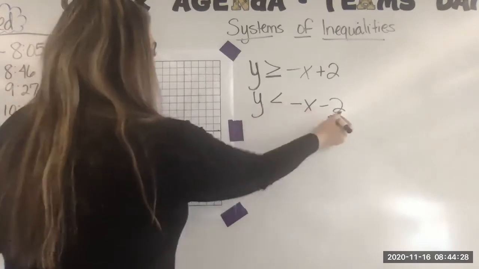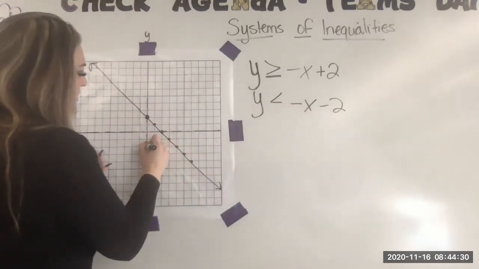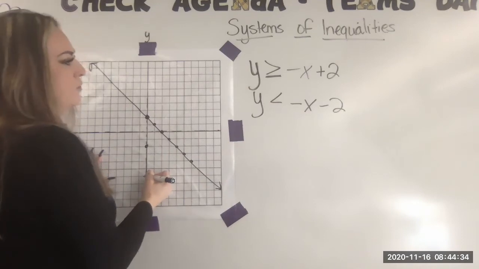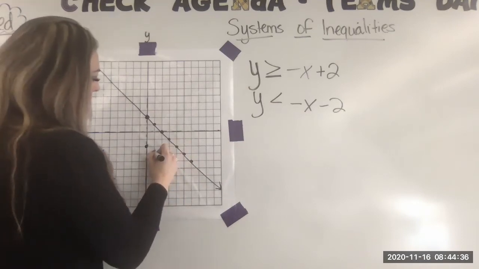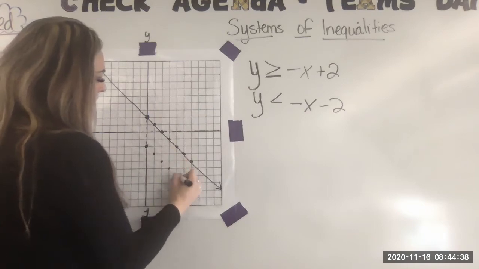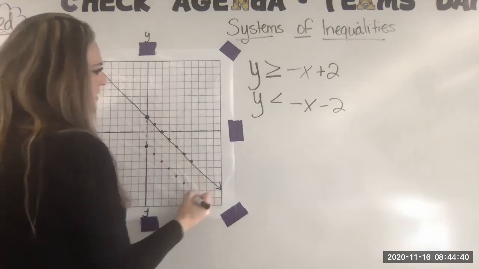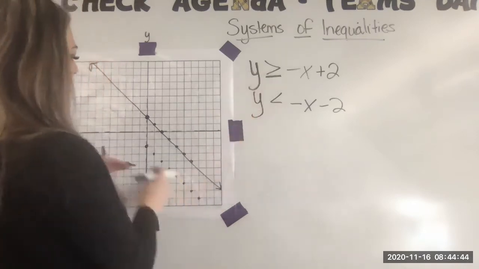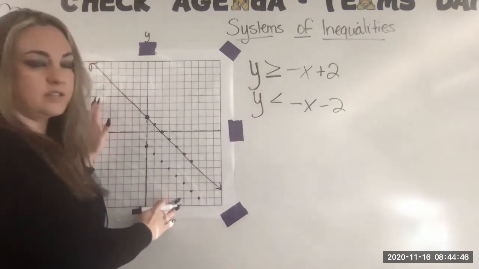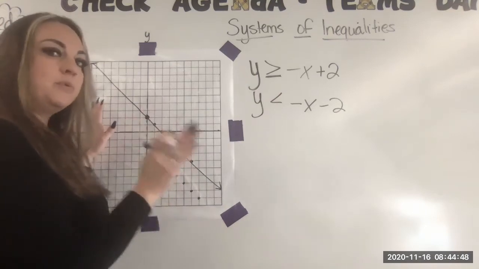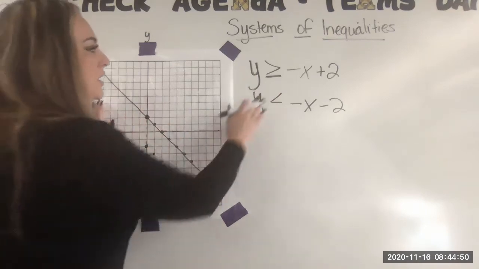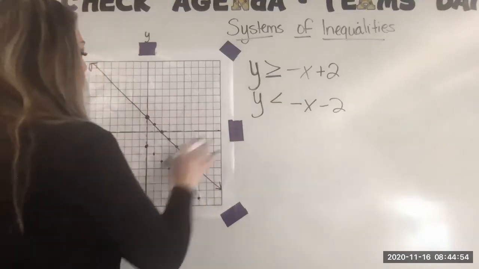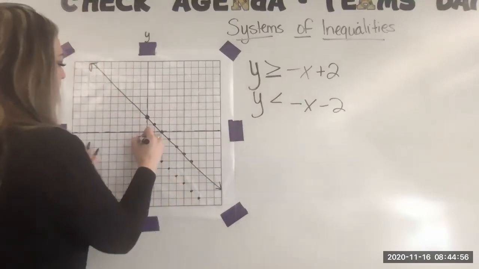So this next one is y-intercept of negative 2, and it also has a negative 1 slope. I should be noticing something. If these were just equations, I would know that these were parallel and they would not have a solution. But we're not working with equations. We're working with inequalities that have many solutions. So we need to see what our shading is going to look like.